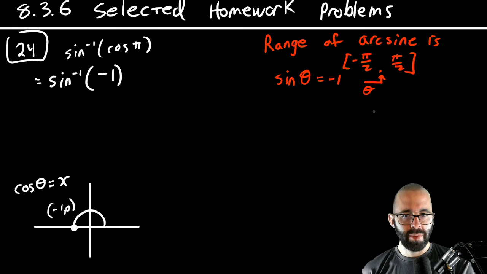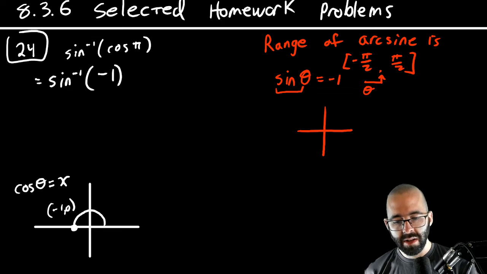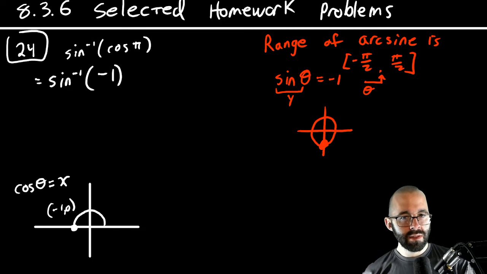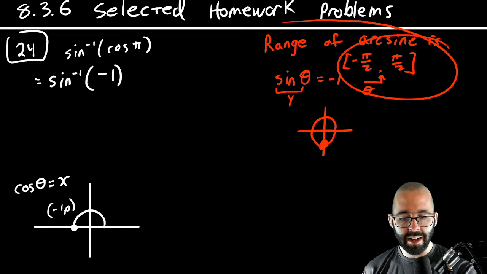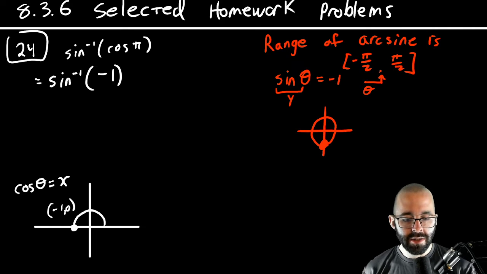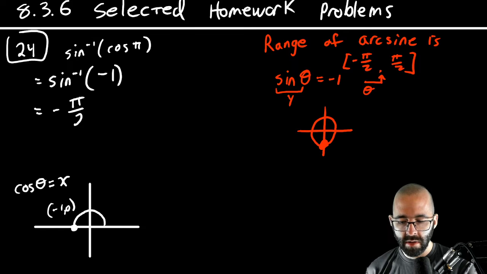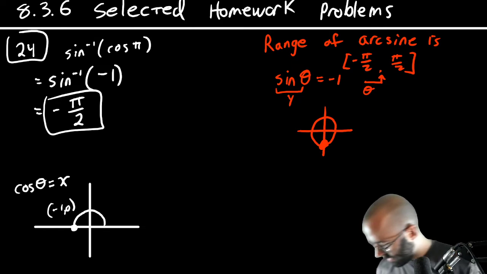Well, again, this is also going to be a quadrantal angle, so we say sine is the y value on the unit circle. So the y value on the unit circle is going to be down here. What angle gives that to us? 3pi/2, 270 degrees. But that's not in the range of arcsine. That's going to be -pi/2. You can check your answer with the calculator, but that is what you're going to get.